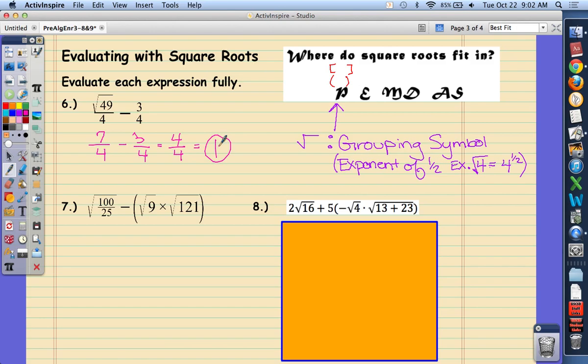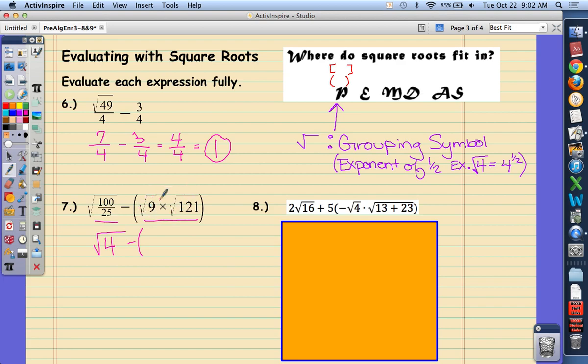What about the next one? Lots more radicals going on and parentheses. Start with the parentheses or the grouping symbols. This is the first grouping symbol I see, so I'm going to simplify what's inside of there first. 100 divided by 25 is 4, so really I'm talking about the square root of 4. I can also simplify what's in here because this is also being grouped. So within those parentheses, square roots or multiplication first? Square roots. Let's take the square roots of each one.